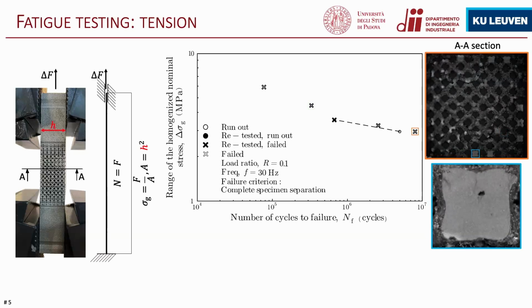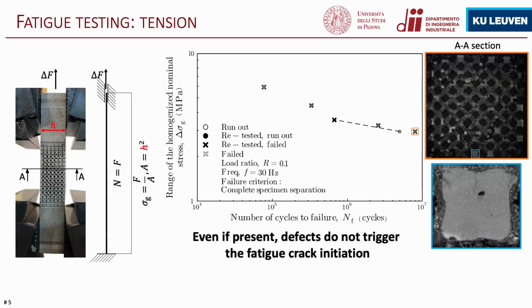Again, here you can see the cross section, the zoom in for this node, and we can recognize the same exact pattern. We have a rather bigger pore here, but again, we have initiation from this corner and this corner, regardless of the presence of the defect. So as a result, even if present, and I want to highlight rare, defects do not trigger the fatigue crack initiation, and this suggests that the behavior is that of a sharp notch.